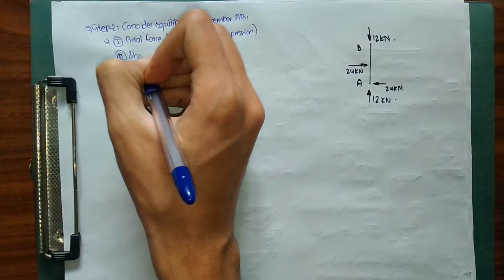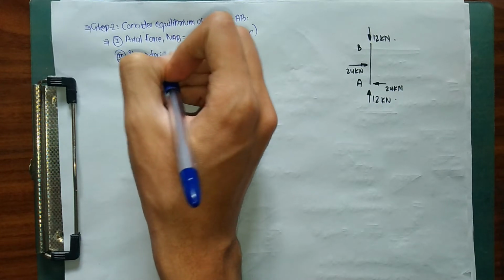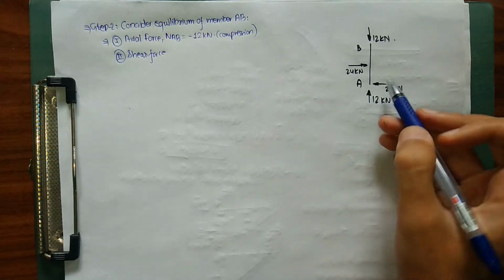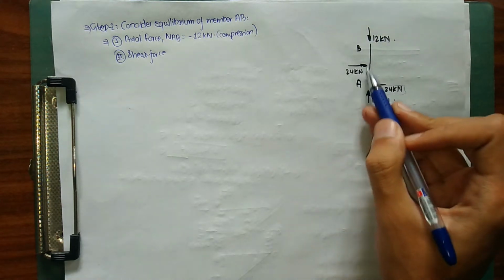Next is our shear force. So what is shear force? Shear forces are simply those forces which act perpendicular to the direction of our member. As you can see here, we have a force of 24 kN acting perpendicular to our member. So in order to calculate our shear force, we can do it two ways.